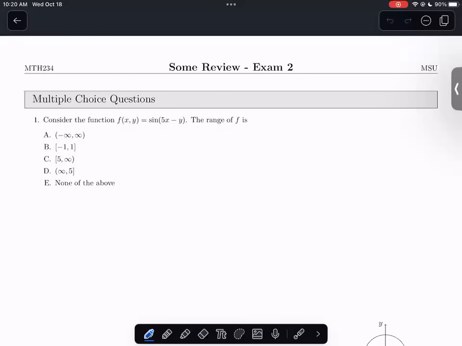So, tomorrow you have an exam. It covers chapter 14 and the few sections from chapter 16 that we've seen. Basically, all the stuff post-exam one is fair game for exam two.